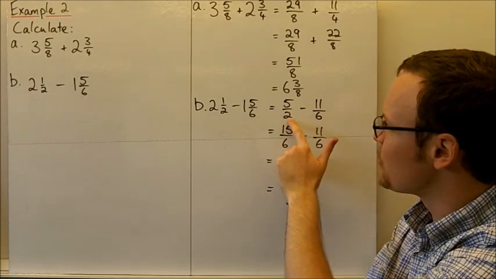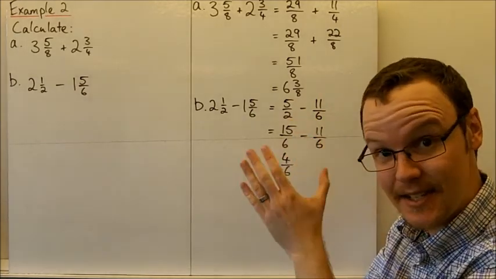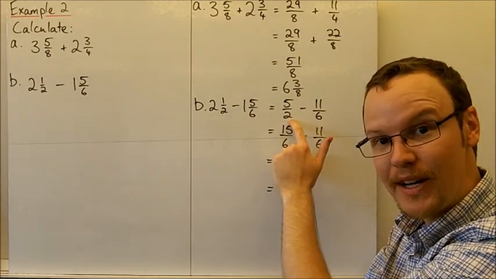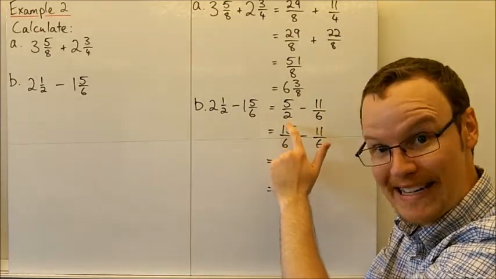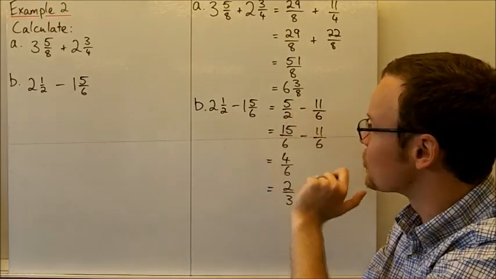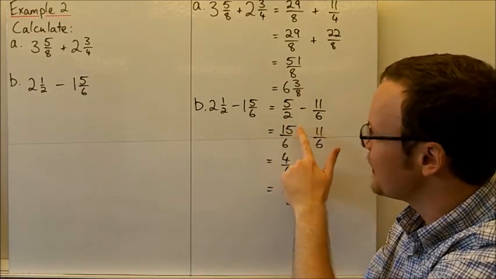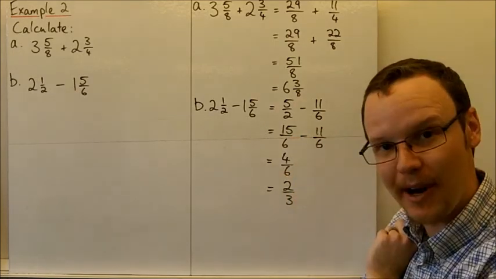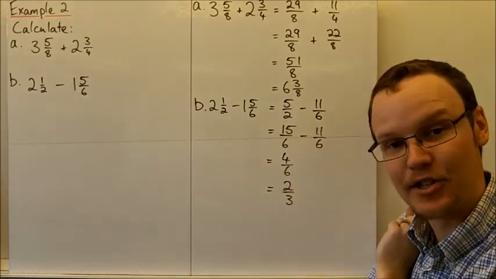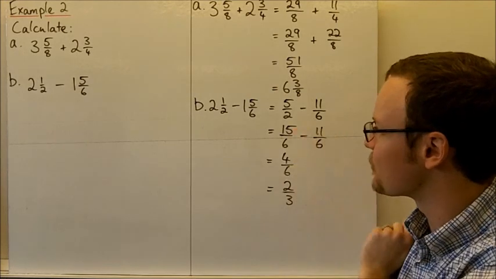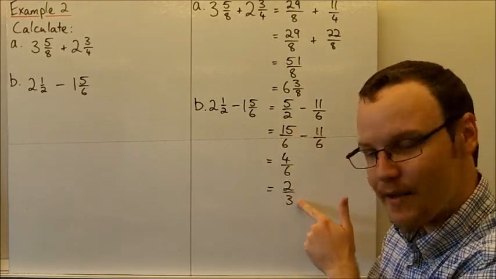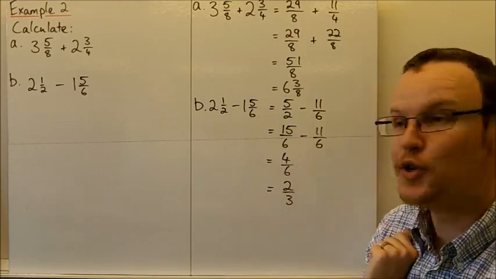The lowest common multiple of 2 and 6 is 6. So we don't need to do anything to this fraction, but this one we need to multiply the numerator and denominator by 3. So times the numerator and denominator by 3, we get 15 over 6. Now we've got the same denominator, so we can subtract the numerators. 15 minus 11 is 4, 4/6, and we can simplify that. We can simplify 4/6 to 2/3.